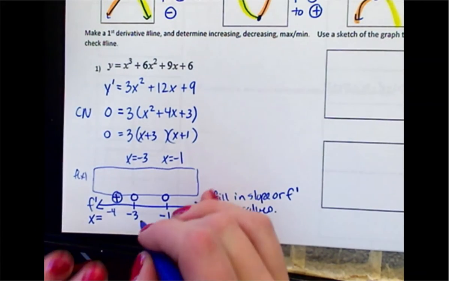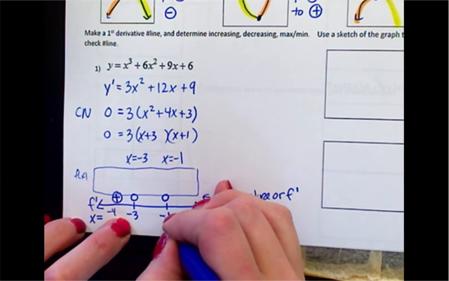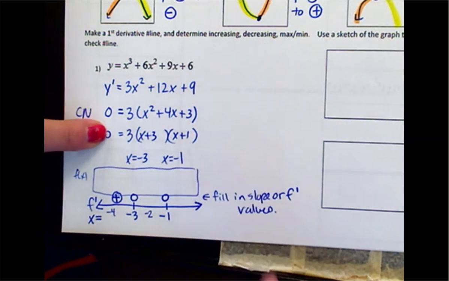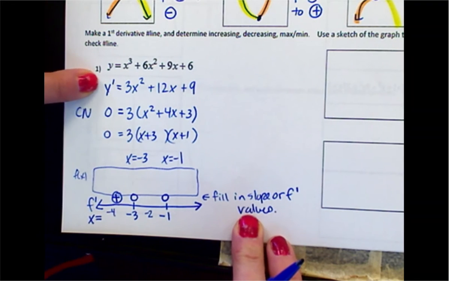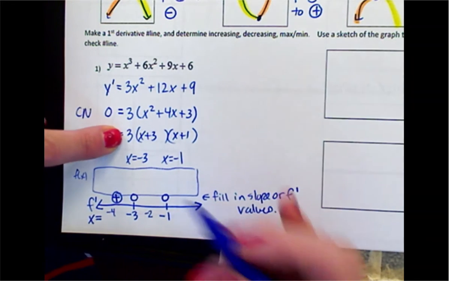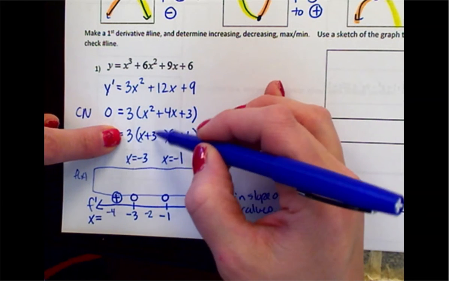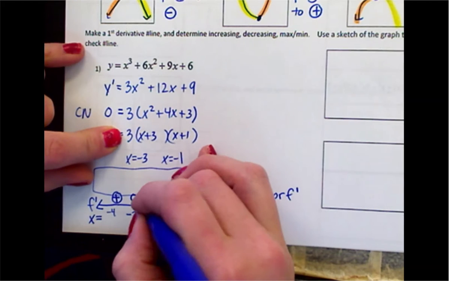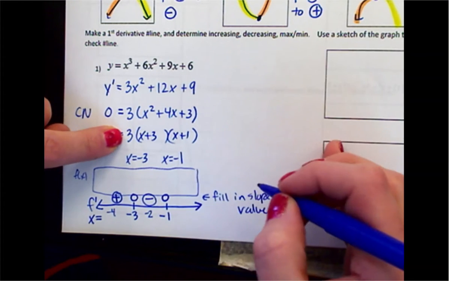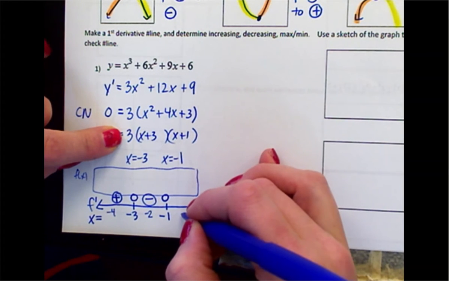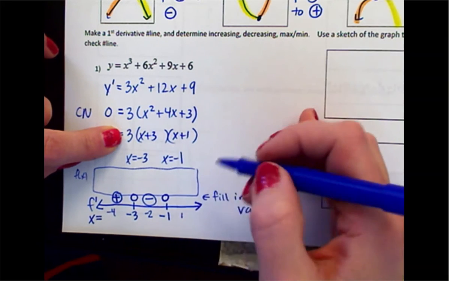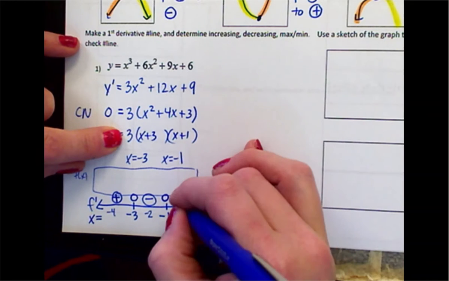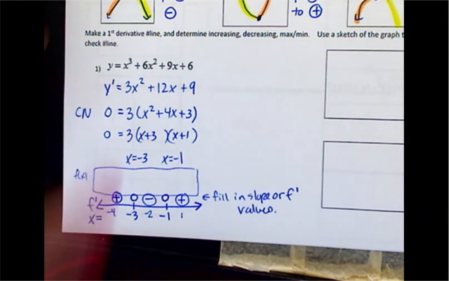Okay? Then I'm going to test a number between negative 3 and negative 1, so negative 2. And I'm just plugging it in to the derivative. Okay? I'm just plugging it into this factored form here. 3 times positive 1 times negative 1 is negative. Okay, and then I'll test something on this side, so I'll pick positive 1 to test. 3 times 4 times 2 is positive.